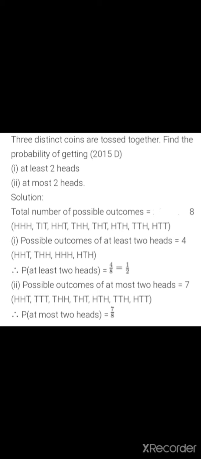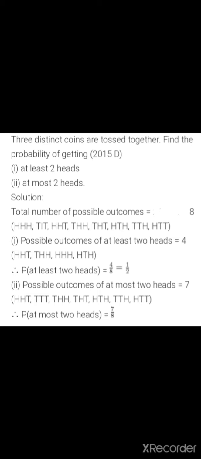Then the first one here, at least two heads. At least means a minimum of two heads. Minimum means two or more. That means here two or three. So how many outcomes are there? Out of these 8 outcomes, how many have 2 heads or more? That means 3 heads. So for 2 heads, 3 outcomes are there: HHT, THH and HTH. And for 3 heads, 1 outcome is there.